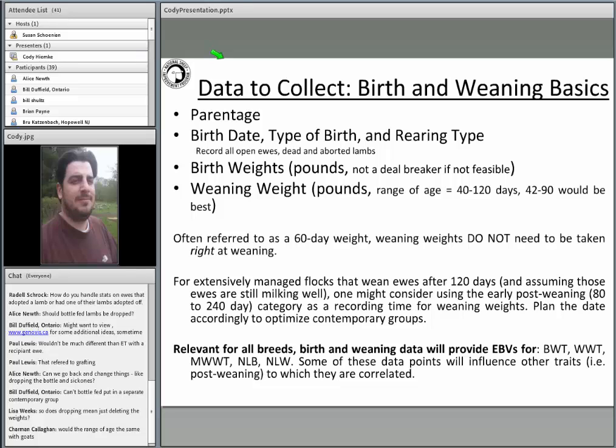Those extensively managed flocks can enter their weaning weights under the early post-weaning category. And again, that refers back to the table we had on slide 3, I believe it was. So just because it says weaning weight, that doesn't have to be the category you enter weaning weight in. Ultimately, what you want to do is make a best fit for the age of those lambs when they're weighed and the category that they would fall in to make the best contemporary group.